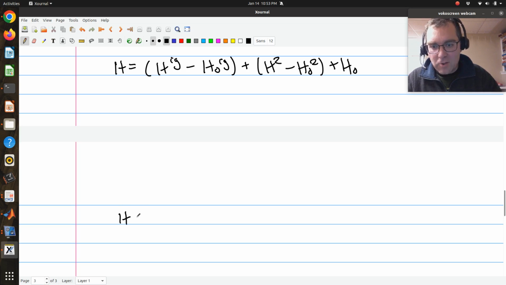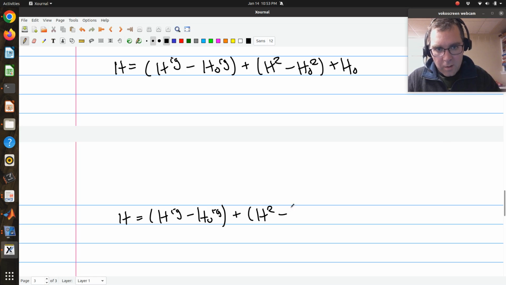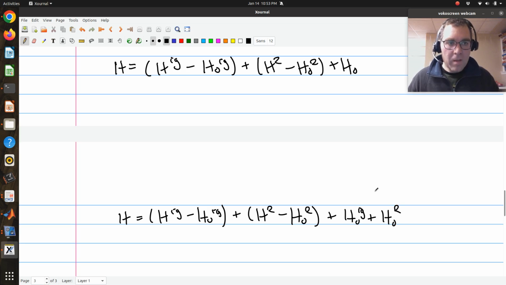So this could be H minus H ideal gas minus H naught ideal gas plus HR minus H naught R, plus, now H naught then I'm going to write as H naught ideal gas plus H naught R. Now, in terms of simplifying, I need to be a little careful. I just don't want to be too kill happy, right? I don't want to kill this H naught ideal gas with this H naught ideal gas and this H naught R with this H naught R.